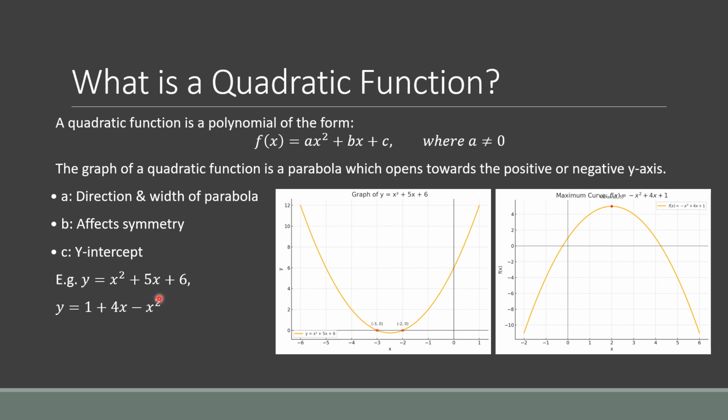And when you come to this other example that we have here, the constant term is 1. So it means that the graph is going to intersect the y-axis at the point where y is 1. And this is the concept, the understanding, and the definition of a quadratic function.